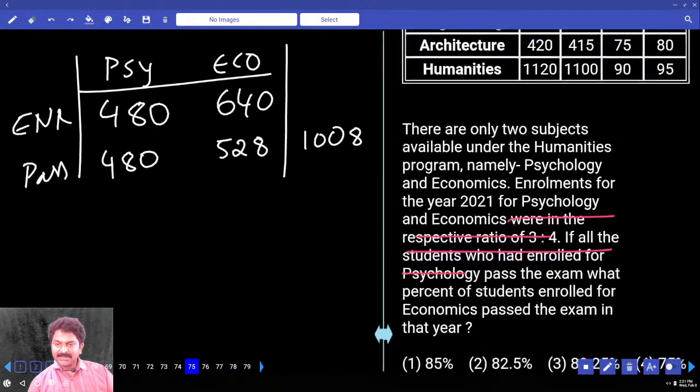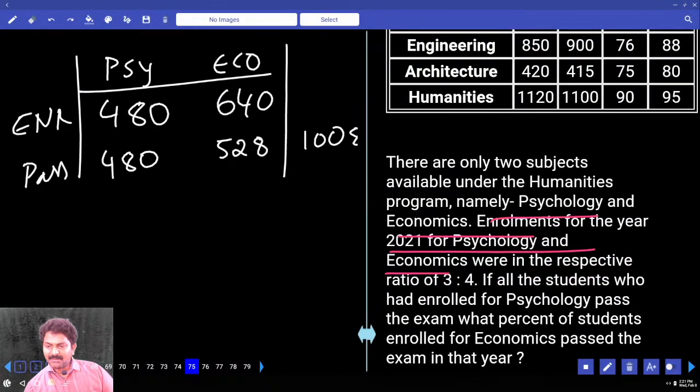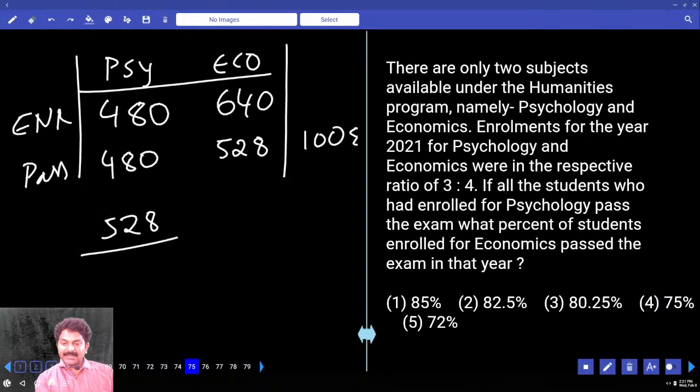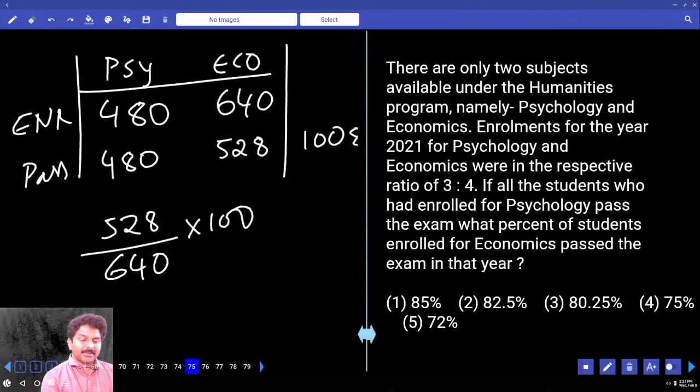Is this right? 2021 humanities, 90% passed. 2021 were in the ratio. Enrolled for psychology passed the exam. Right. Okay. Passed candidates are 528. Calculated as a percentage with respect to 640. Right. What is 10%?